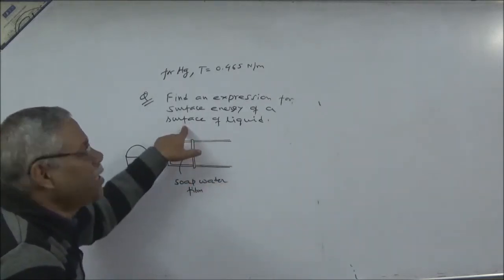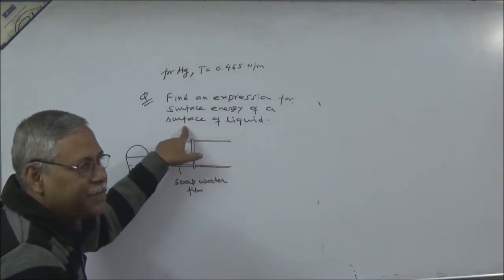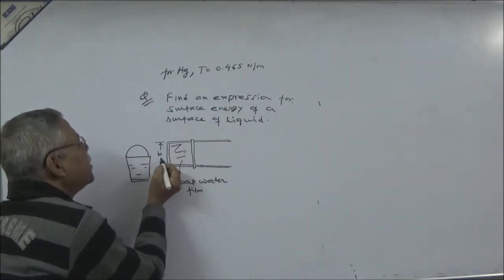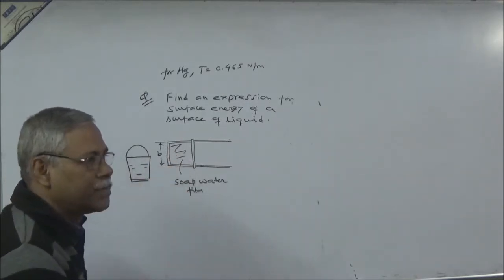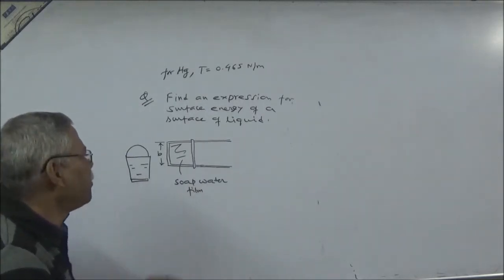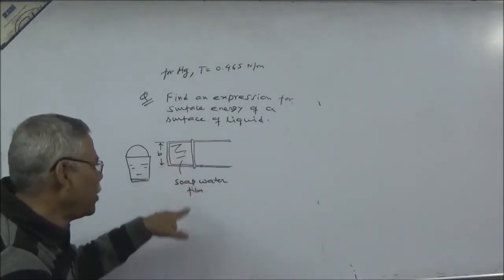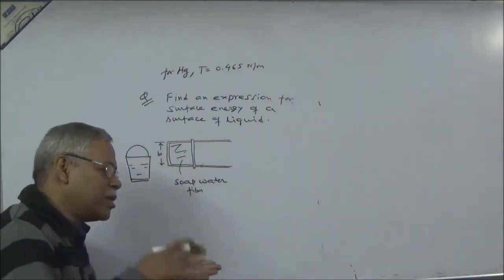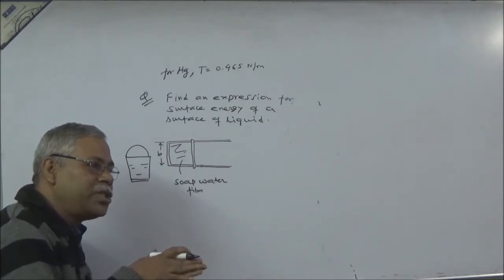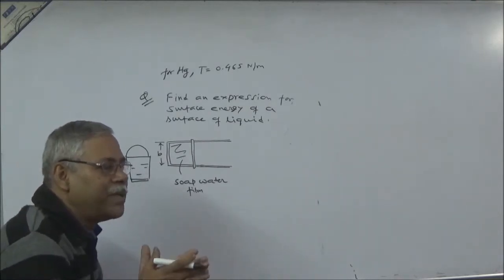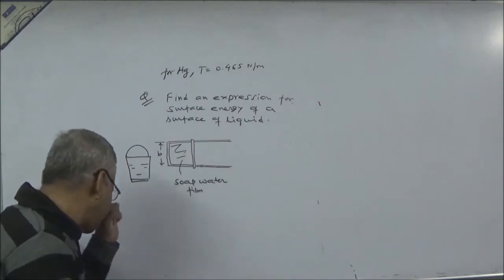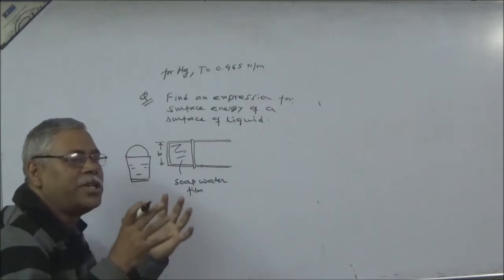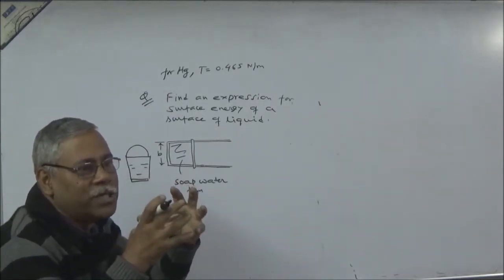We will find an expression for surface energy. Now let the length of the slider be B. This is the surface film, the soap water film. There is surface tension in it. What is the direction of surface tension? Tangential. And what is its objective? It is always trying to reduce the surface area. Surface tension is continuously trying to reduce the surface area.